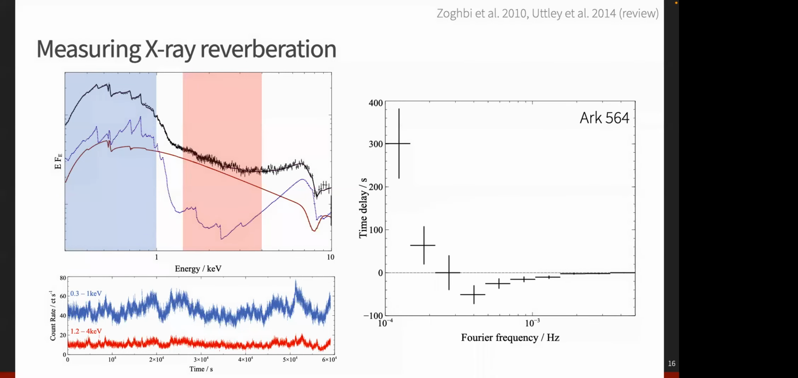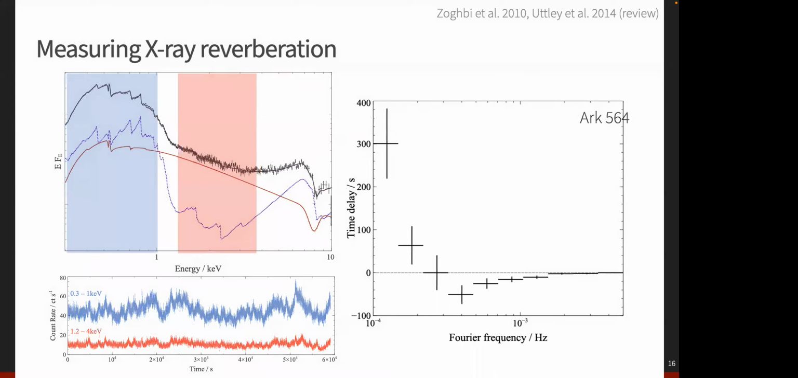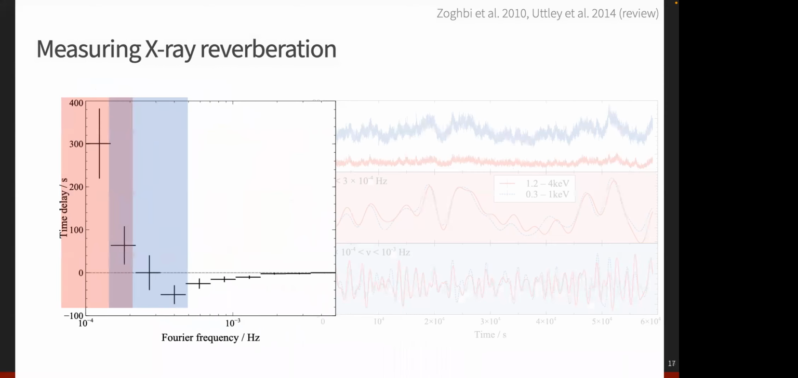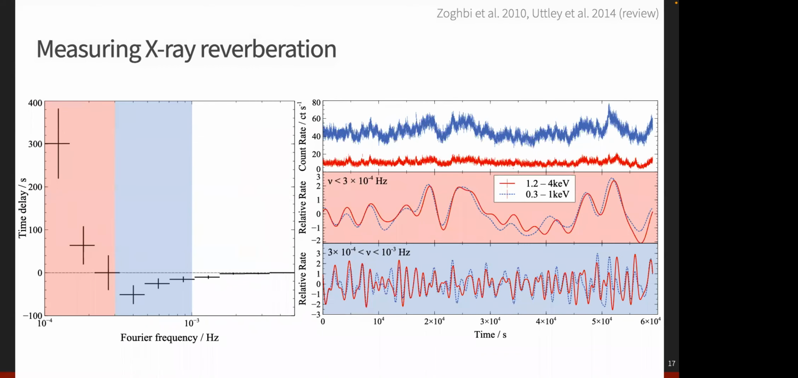And we can interpret that. We need to think a little carefully, but we can kind of interpret that as the light travel time between the corona and the disk. I just wanted to illustrate exactly what this plot means.